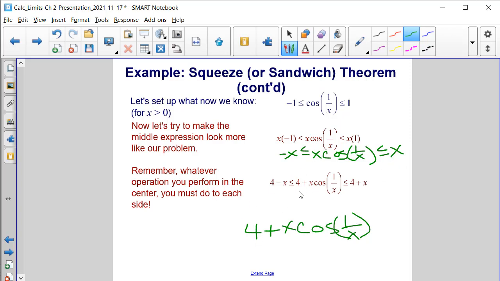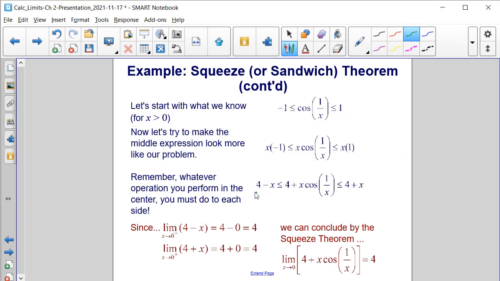And then, to get it appearing as 4 plus x cosine of 1 over x, we need to add 4 within each section of our compound inequality. So when we do that, we have a 4 and then the minus x. We have 4 plus x cosine of 1 over x, and we have 4 plus x. And remember, whatever operation you perform in the center of a compound inequality, you must do to each side.